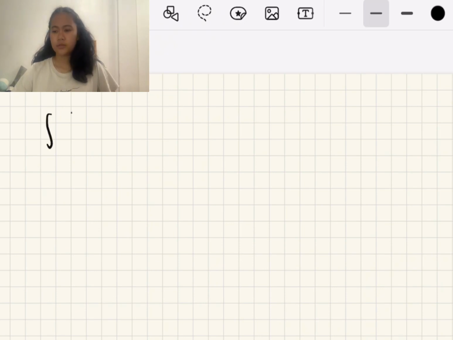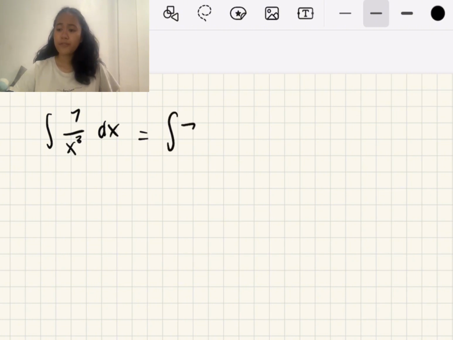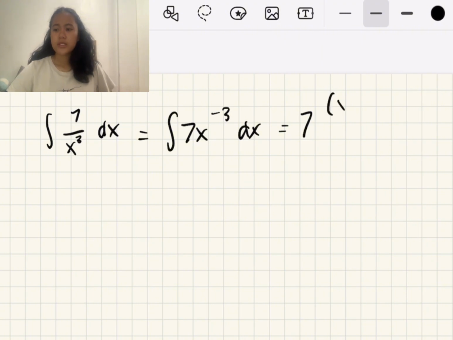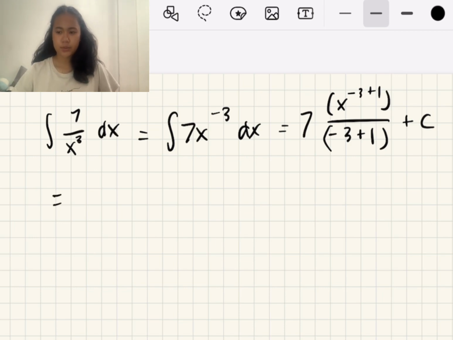Try this equation. Find the indefinite integral of 7 over x cubed dx. Like before, we're going to move the variable to the top. So we're going to rewrite the integral. So this is 7x to the negative 3 dx. And now let's integrate. So negative 3 plus 1, that's negative 2. And then we're going to divide by negative 2. And then we'll have plus c.